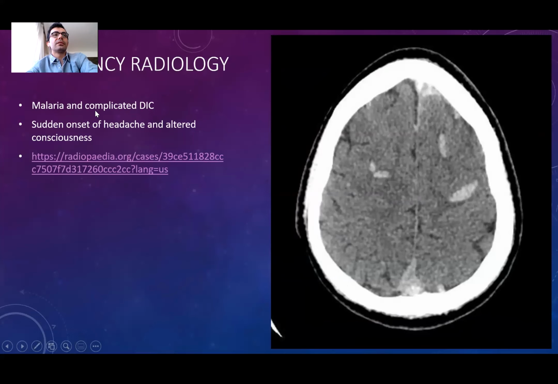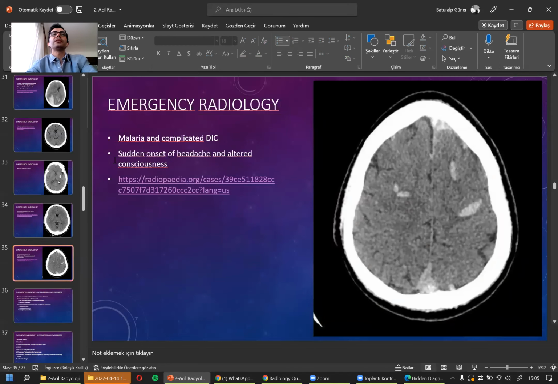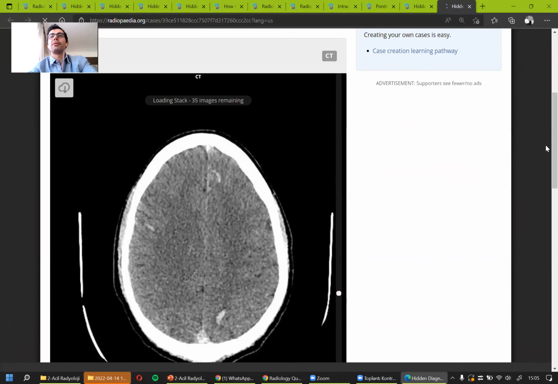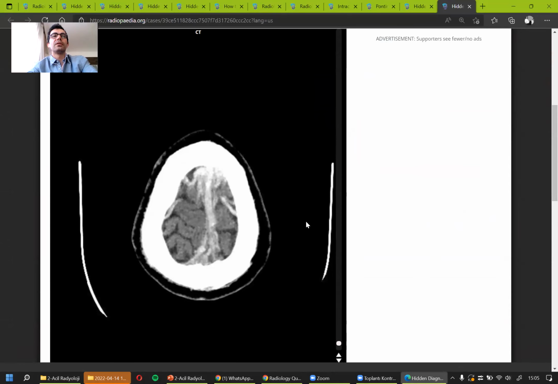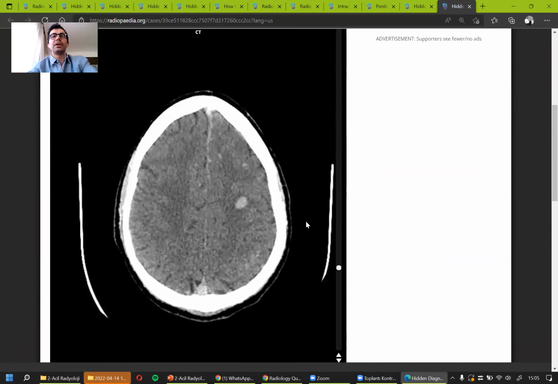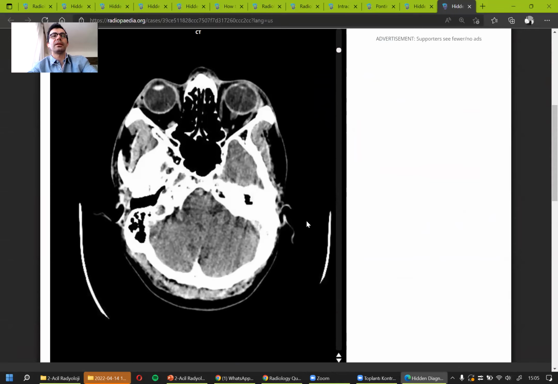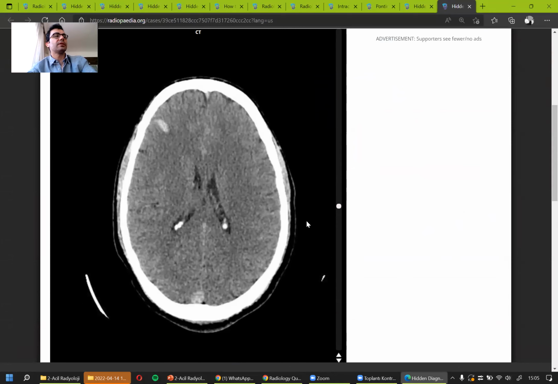So this patient has malaria and is in an episode of complicated disseminated intravascular coagulation. The patient starts to experience a sudden onset of headache and altered consciousness. I will open the patient now. When we are looking at the patient now, we are seeing some different state, I guess, right? So does anybody notice anything? I'm open to suggestions.